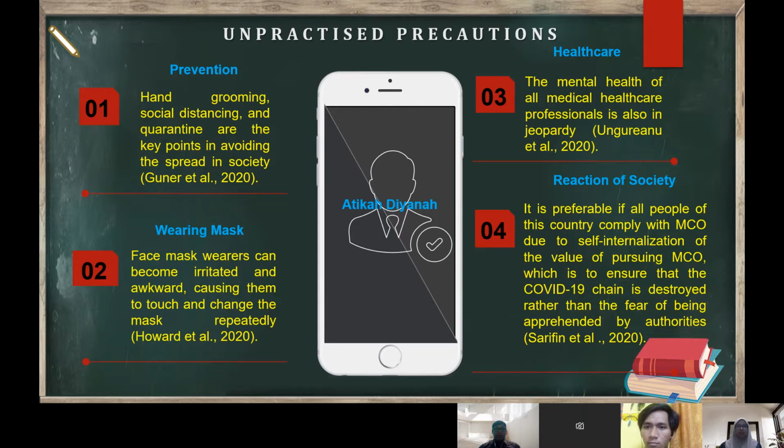Hand washing, social distancing, and quarantine are the key points in avoiding the spread in society. Detecting more COVID-19 positive patients in the population with improved testing capability would also allow for a decrease in secondary cases with tighter quarantine laws.